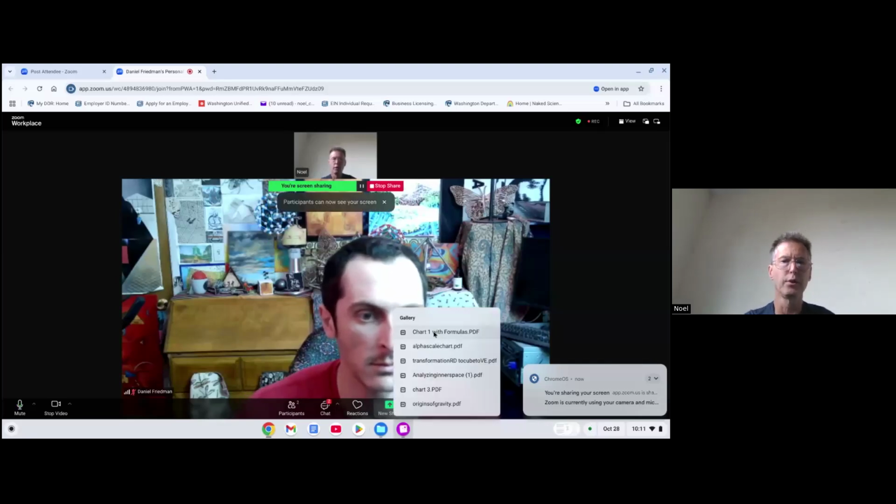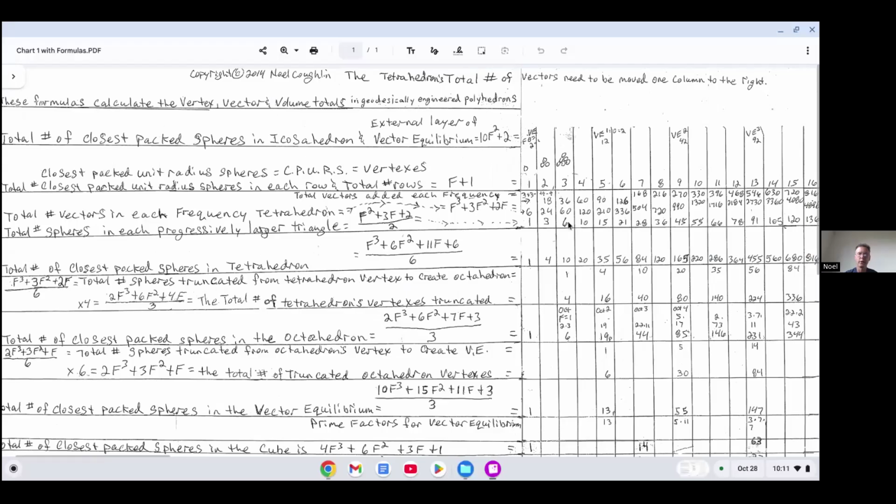So this is the first chart that I drew up. You see, can you see my cursor there? So I just did all the natural numbers, 1, 2, 3, 4, 5, 6, 7, 8. When you add these together, 1 plus 2, you get 3 right here. And that's shown here. When you add 3 more spheres to the edge length, right, your closest packing unit radius energy spheres, you get these 6 shown here. So here are the triangular numbers. Here are the tetrahedral numbers.